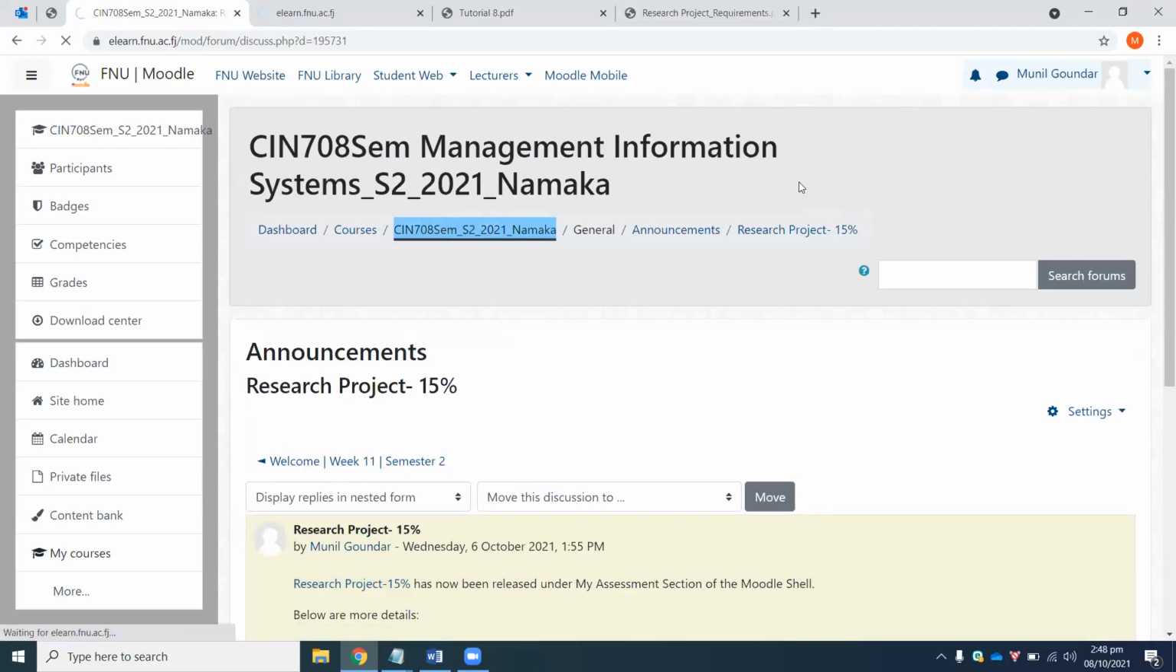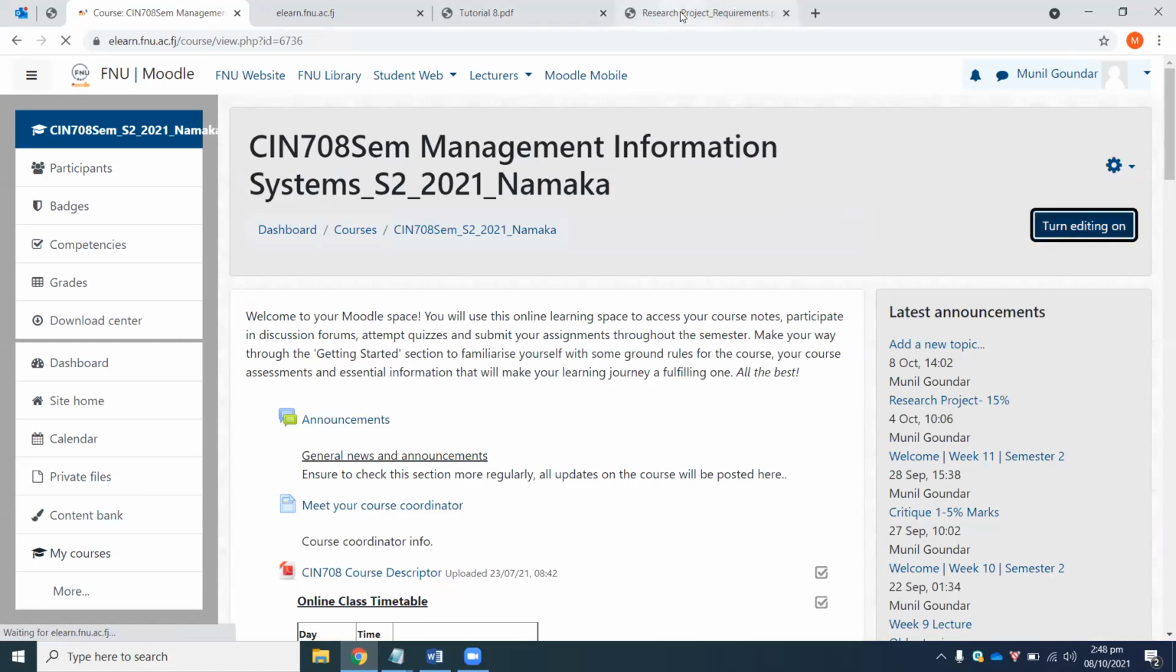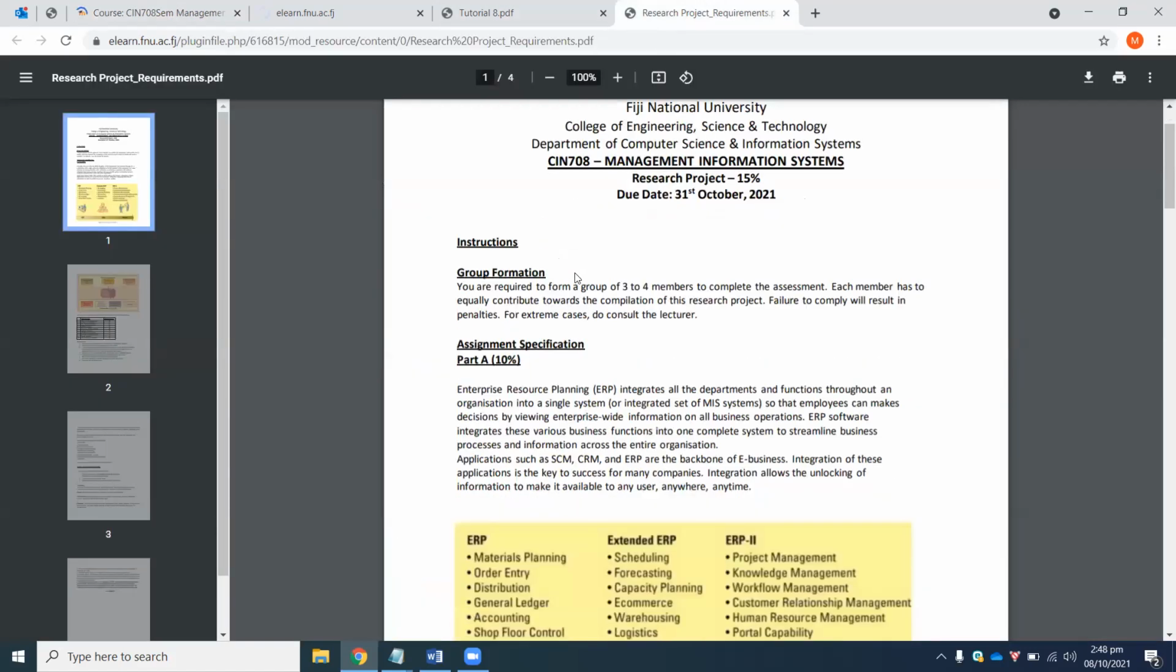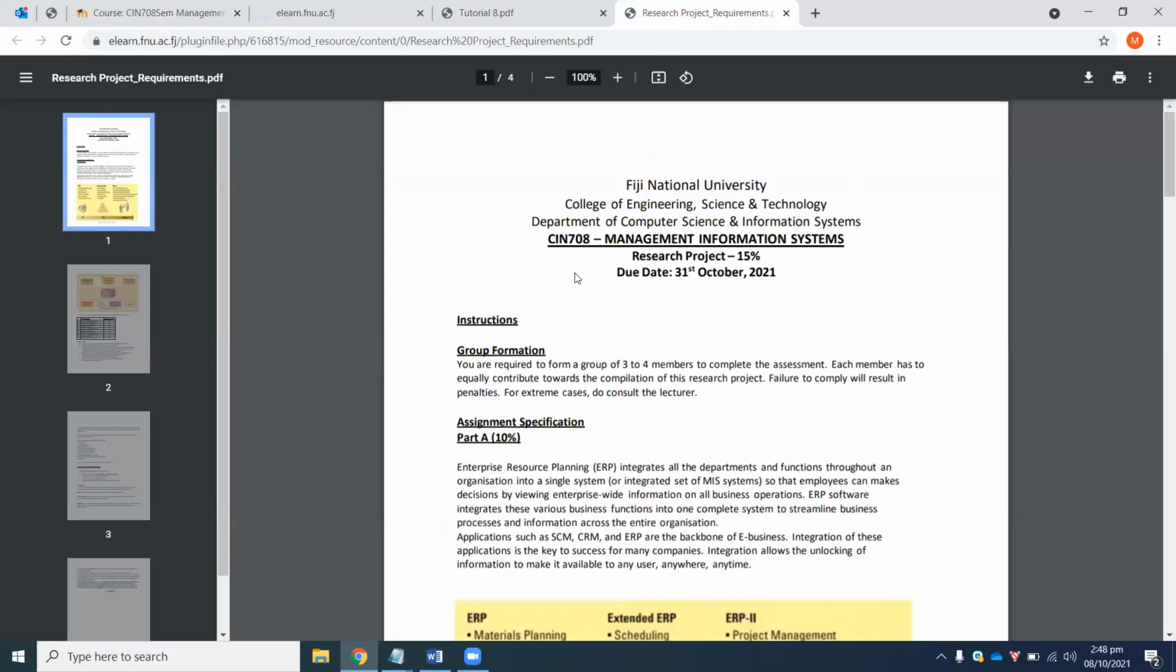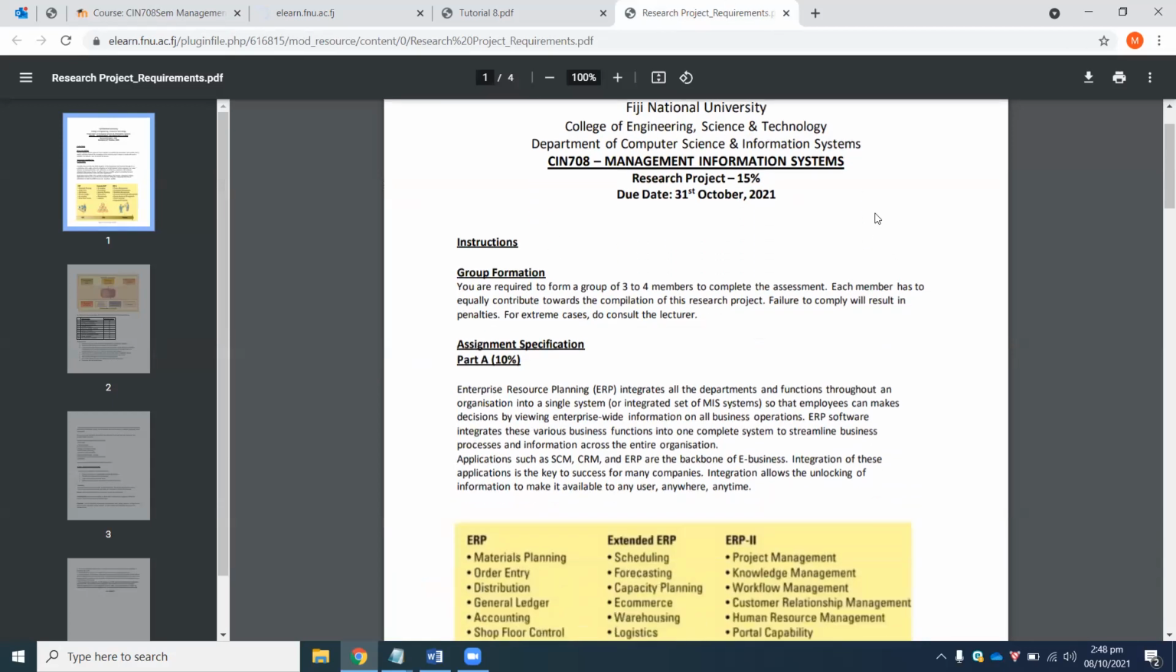And this is how the question is. Okay. Now it's due on the 31st of October. That means approximately 3 to 4 weeks from now. Now, group formation, you are required to form a group of 3 to 4 members to complete the assessment. You can do it alone, you can have 2 members, 3 members, or 4 members, not more than 4 though. Each member has to equally contribute towards the compilation of this project. Failure to comply will result in penalties. For extreme cases, do consult the lecturer.